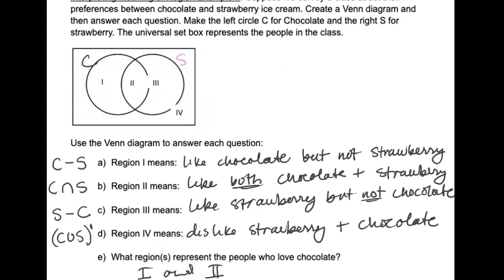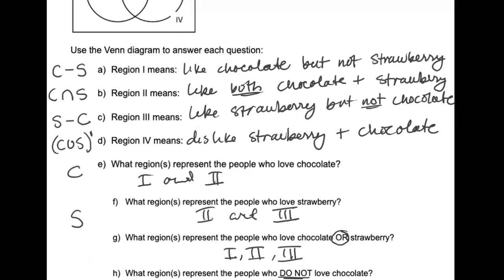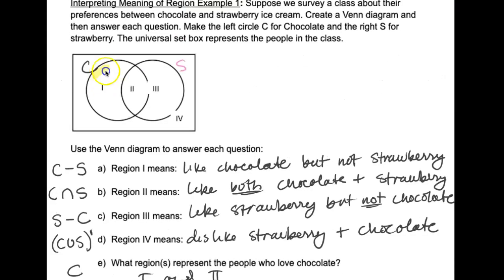Okay, and then for E, what regions represent the people who love chocolate? We're looking at 1 and 2. That would be just the chocolate circle, C. People who like chocolate are going to be in circle C. Who loves strawberry? That would just be circle S. And then what regions represent the people who love chocolate or strawberry? We said for that, 1, 2, and 3. So that was all of this. And that region, in set notation, is C union S.